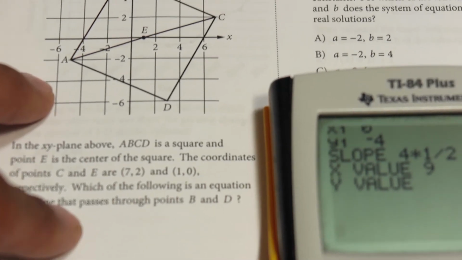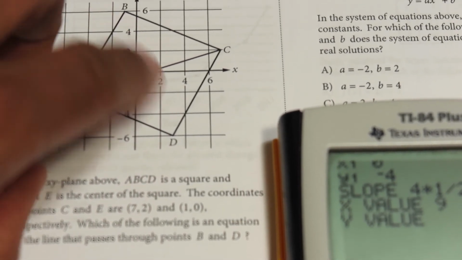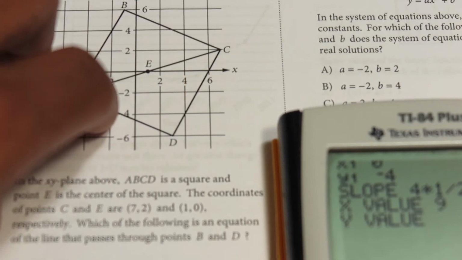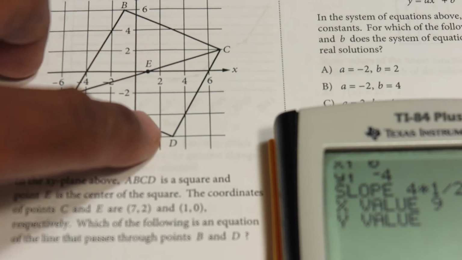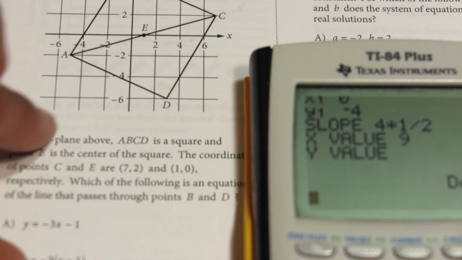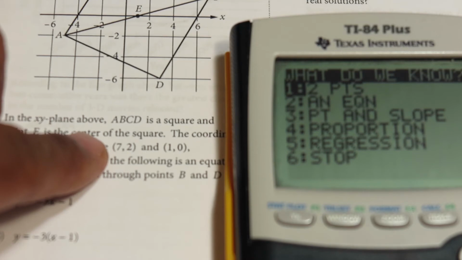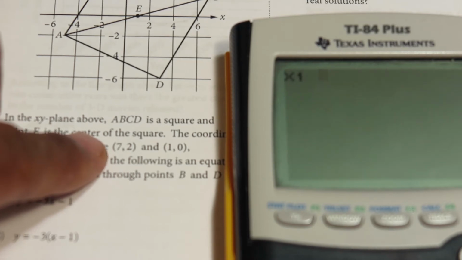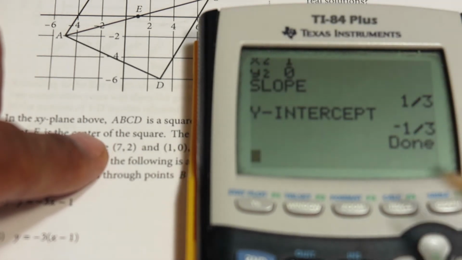All right, so in order for us to find the equation that goes from B to D, we need to know the slope of this. Once we know the slope of the first diagonal, we know this one is going to be a negative reciprocal, since the diagonals of a square will always be perpendicular. So the first thing that we're going to do is use these 2 points to find the slope of the first diagonal. So we're going to say 2 points, and then we're going to go (7, 2), (1, 0). So the slope is 1/3. That means the slope of the other diagonal is going to be -3.